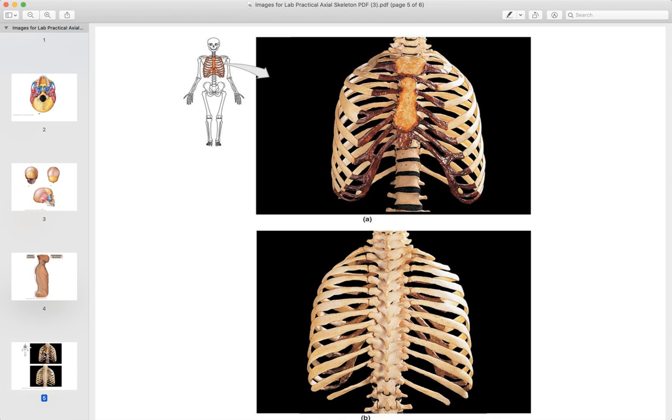Okay, so first is the sternum, which is the breastbone, which is made of 3 bones that are fused together. The manubrium, which is here. Then the body is here, and the xiphoid process is this part.